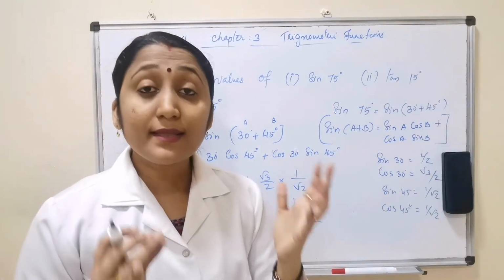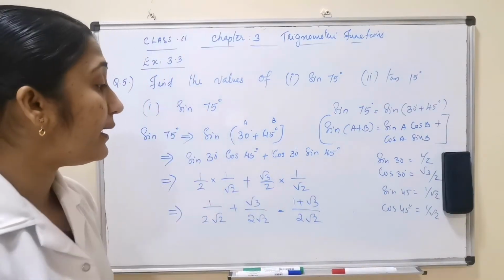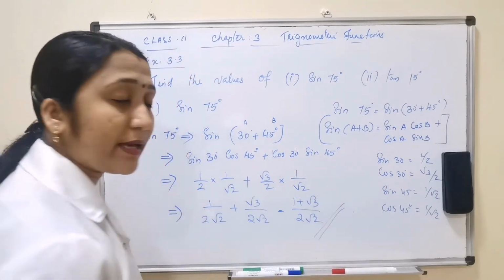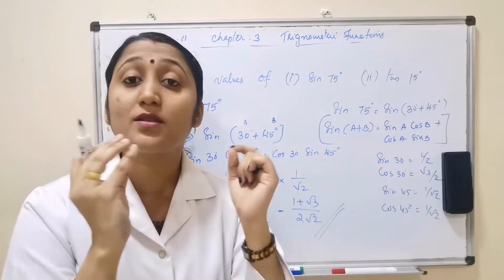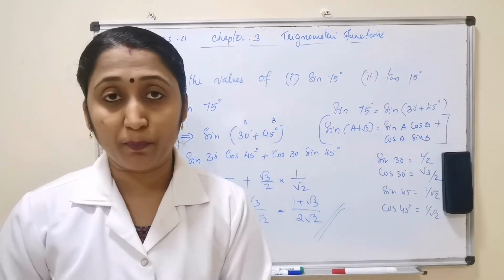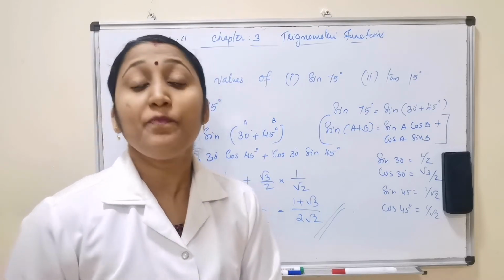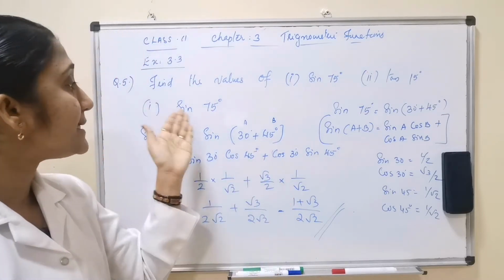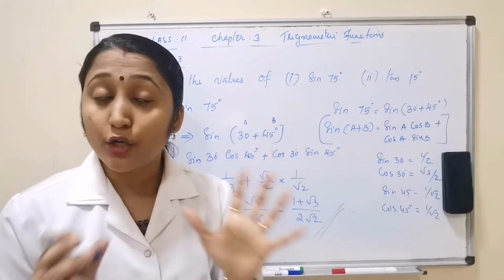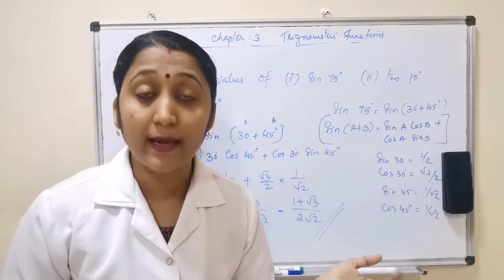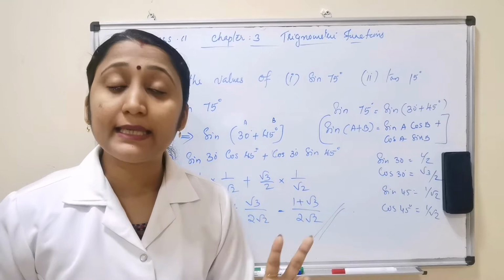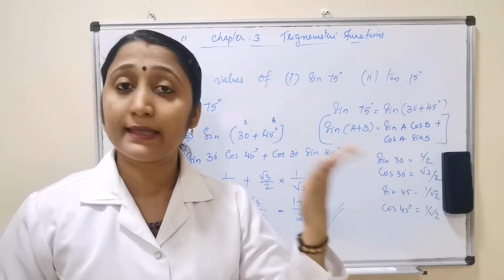So what is the value of sine 75? This is the value of sine 75: 1 plus root 3 divided by 2 root 2. Let us explain once more. Here we want to find sine 75. We don't know the value of sine 75. We know only 30, 60, 45, 90, etc.